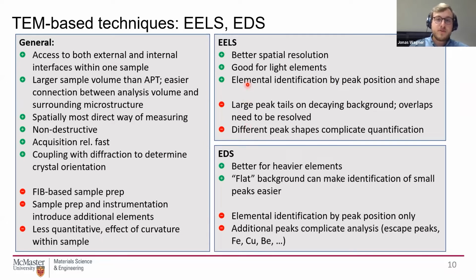Now comparing our different analytical techniques, EELS and EDS. EELS usually has a better spatial resolution, also better energy resolution. It is more used for light elements, while EDS is better for heavier elements. Also, EELS reveals much more additional information besides a peak appearing at just a specific energy. We also have a very specific peak shape that will help us in identification, but can also tell us much more about electronic structure.